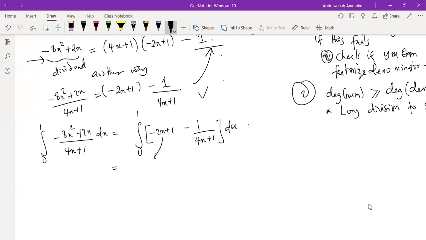Now, integration of minus 2x is minus 2x squared over 2. Integration of plus 1 is going to be 1 times x. Integration of minus 1 over 4x plus 1, just the rule I just taught you today, this is going to be minus ln of 4x plus 1, then we divide it by what? 4.